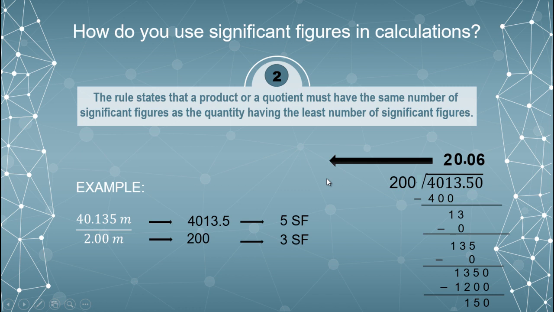So let's go back to our answer. We will round it off to 3 significant figures. So 1, 2, 3. The next digit after that is 6, so we round up. So 0 plus 1. Therefore, our answer will be 20.1 meters. So those are the two guidelines on using significant figures in calculations, especially in measurement.